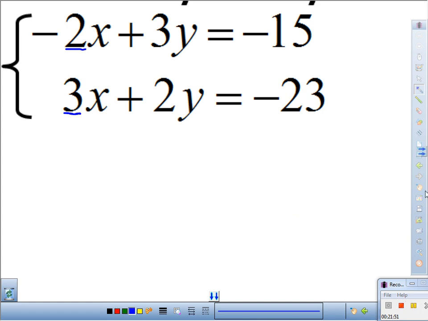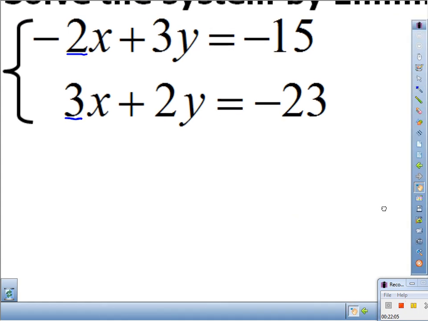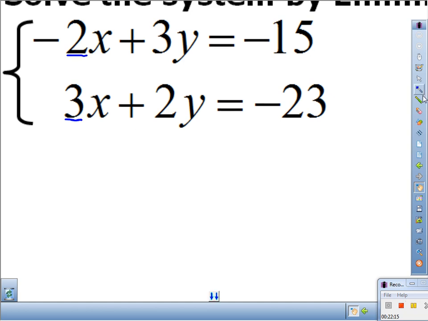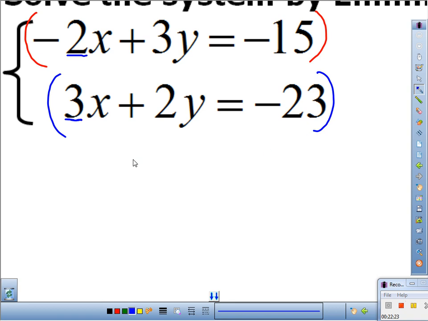Therefore, I heard everybody say 6, right? But this one already has a negative, so this is going to be our negative 6, and this has to be a positive 6. So question. Tell your neighbor what we need to multiply this one and this one by so that we can have negative 6 and positive 6.